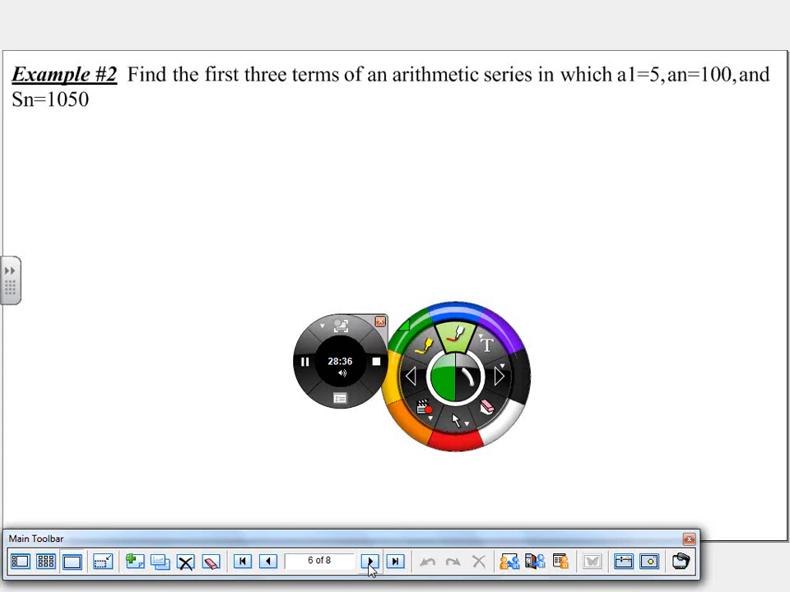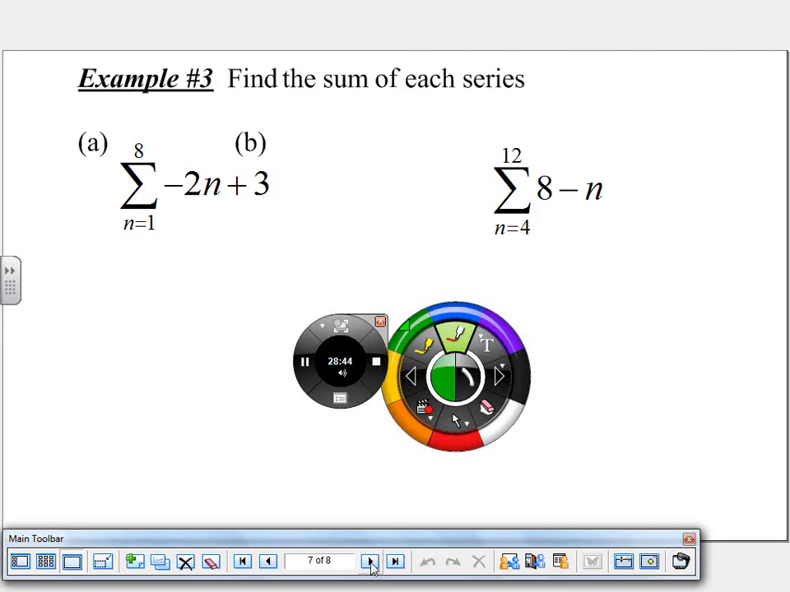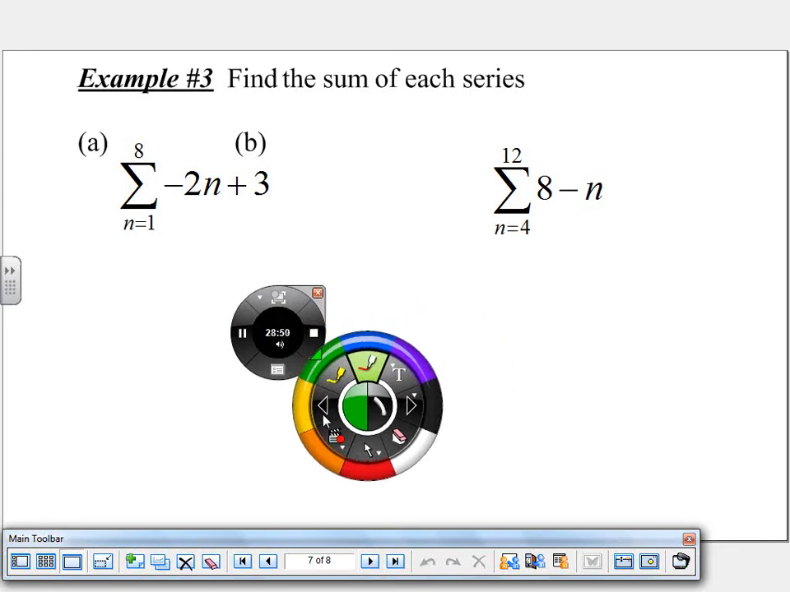All right. So find the first 3 terms of an arithmetic series in which a1 is equal to 5 and an is equal to 100. You guys will be able to do this. We're going to skip to example 3. Sorry. It's more important. We're actually going to do part B first, because if we only have a little bit of time, I want to make sure we get that done.